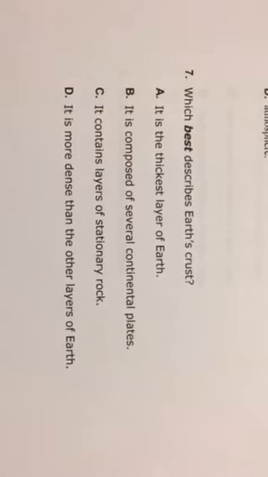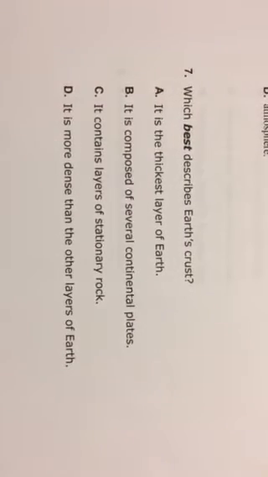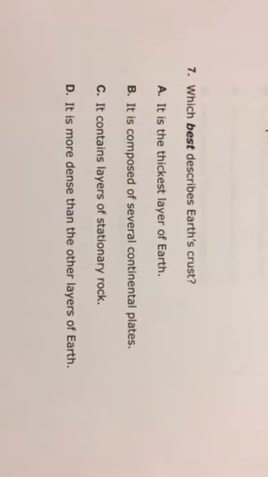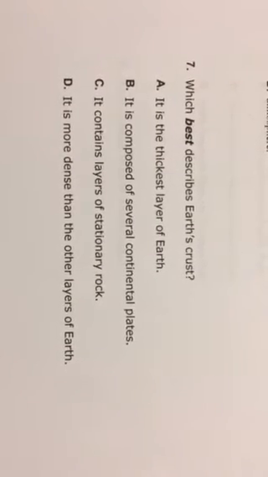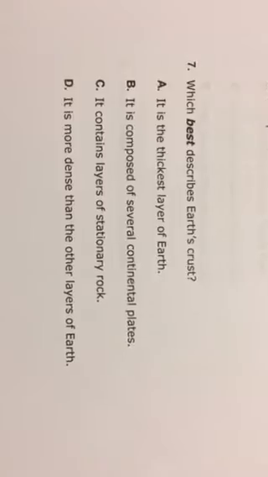Number 7. Which best describes Earth's crust? A. It is the thickest layer of Earth. B. It is composed of several continental plates. C. It contains layers of stationary rock. D. It is more dense than the other layers of Earth.